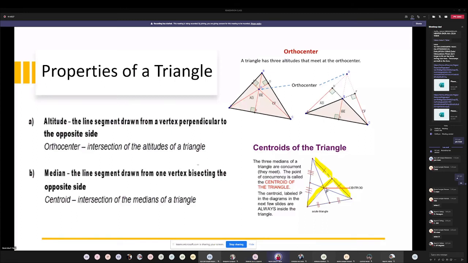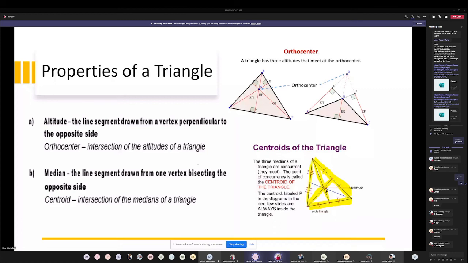So if this side measures, let's say, 10 inches, then each part should be 5 inches. So this is the median. There's another median. If we divide this side into two parts, then this is the median. And the third side is divided into two equal parts by this median.